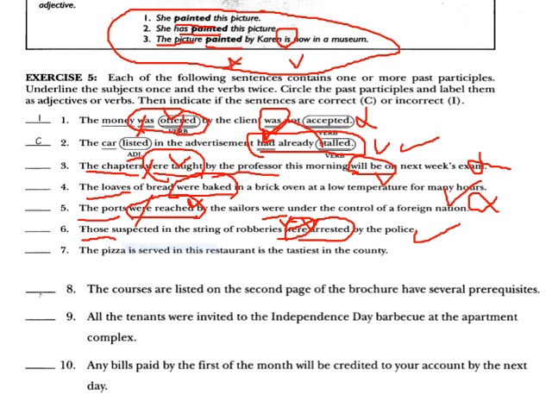By the police is a prepositional phrase, so the sentence is correct. Okay, number 7 now. The pizza is served in this restaurant is the tastiest in the county. The pizza is the subject. Served is a past participle, and I see it came with the verb to be. So served is the past participle part of the verb, and together with is it is the verb.